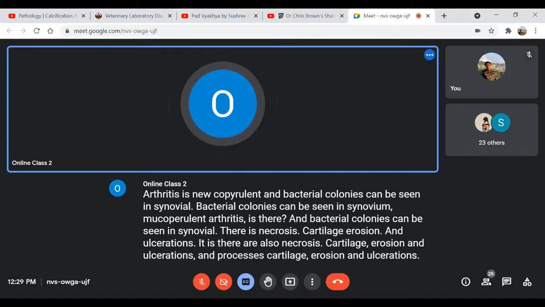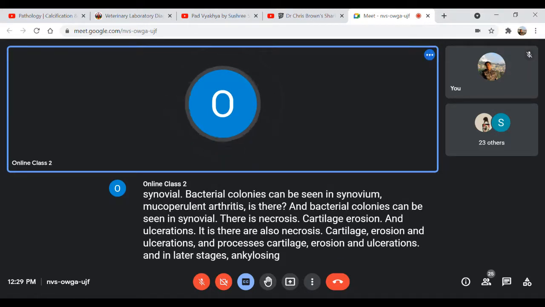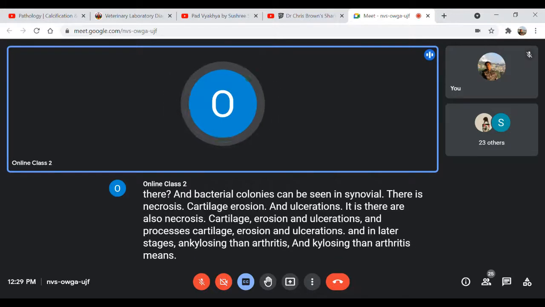In later stages, ankylosing panarthritis occurs. Ankylosing panarthritis means the joint gets fibrosed; fibrosis of the joint takes place.